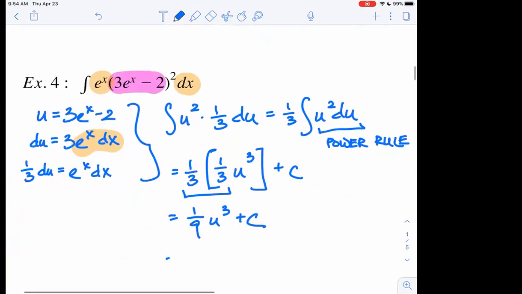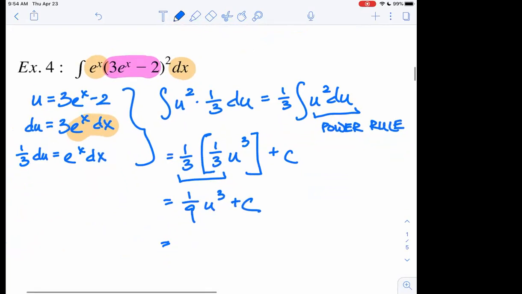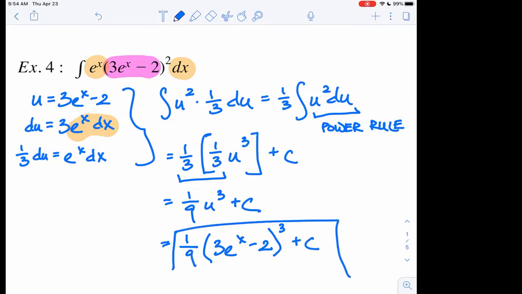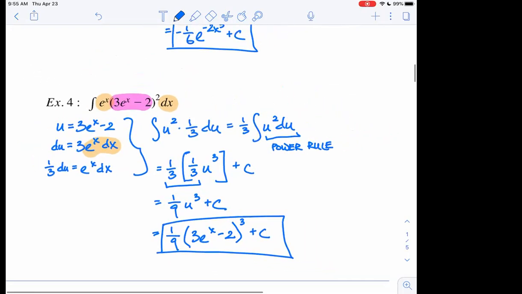And my last step will just be to put my x's back in. So 1/9, 3e to the x minus 2 cubed plus c. All right.